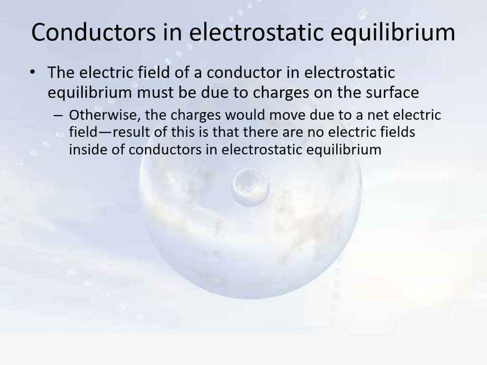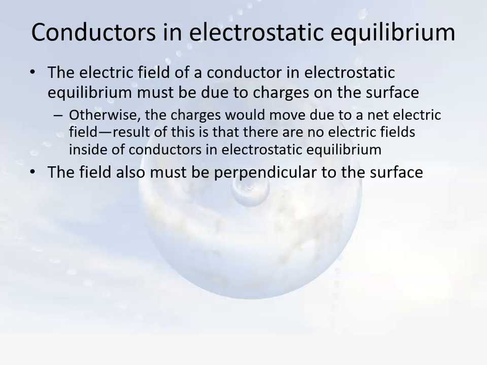So the electric field of a conductor in electrostatic equilibrium must be due to the charges on the surface. Otherwise, charges would move due to a net electric field, and the result of this would be that eventually they would move into configurations where they wouldn't be moving anymore, but that would mean that there wouldn't be any electric fields inside of the conductors.